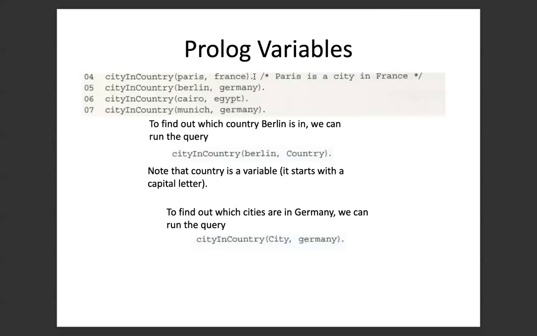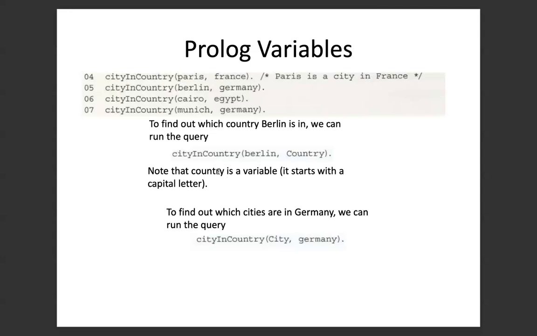Similarly, as you can see here, as with all facts, they all finish with a full stop. Similarly, Berlin is a city in the country Germany. Cairo is a city in the country Egypt, and Munich is a city in the country Germany again. So these are four facts that are mentioned in my knowledge base.